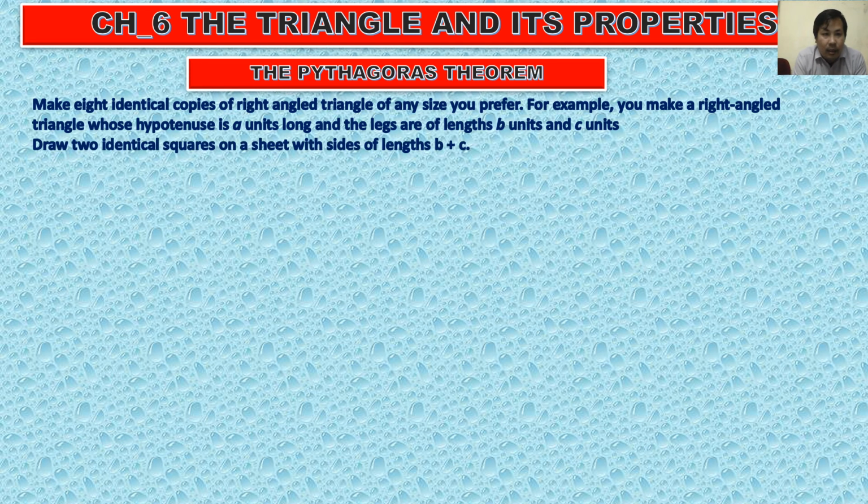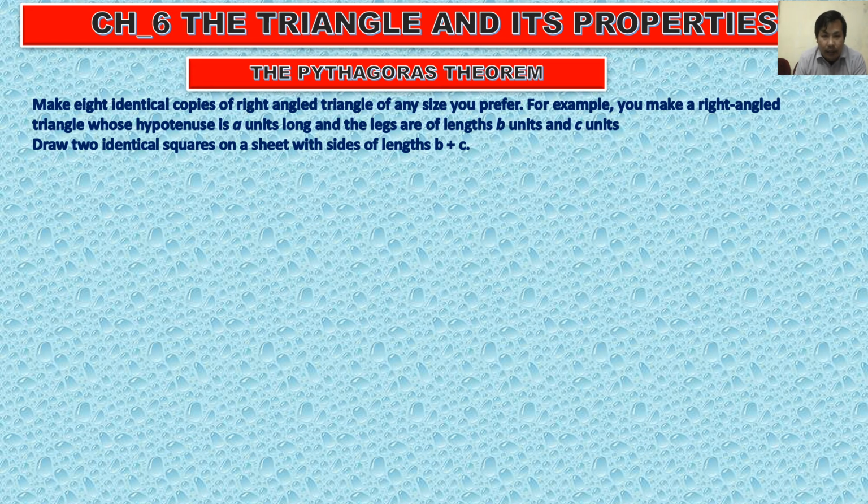Then draw 2 identical squares on a sheet with side of length b plus c. So b and c are the units of the two legs, and a is the unit of the hypotenuse. Let us take the hypotenuse as a, and the other two legs as b and c, and we are going to draw two squares on the sheet. All the sides of a square are the same, so each side will be equal to the length b plus c, that is, b and c together.